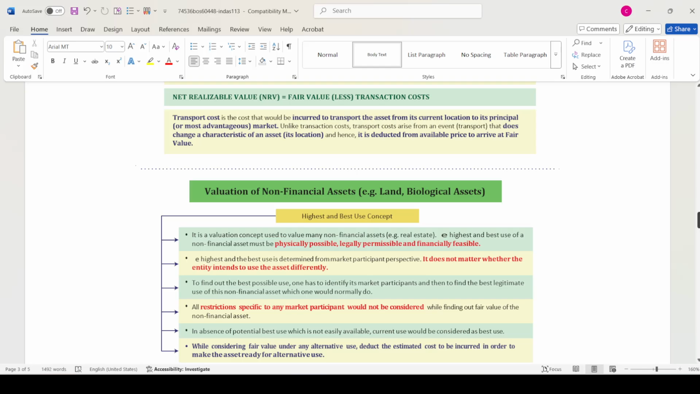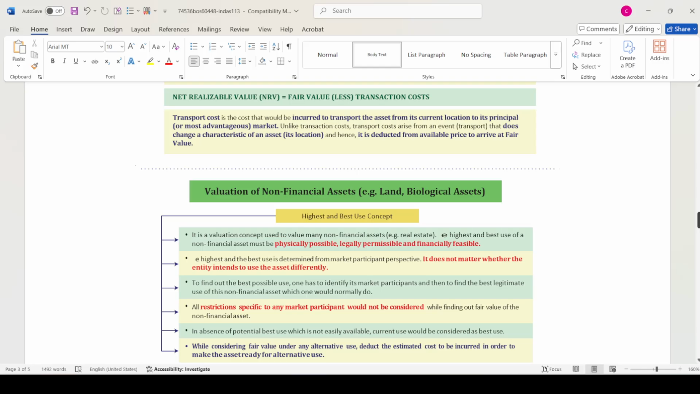Currently the entity is using that land for running the mill, so the value of the land is currently 100 crores. If a big Taj hotel is constructed on that land by a market participant, the value of the land will definitely increase. The value of the land is 150. However, while determining the value of a land, we should determine it based on the highest and best possible use, not only the current use. So the highest is 150 crores.